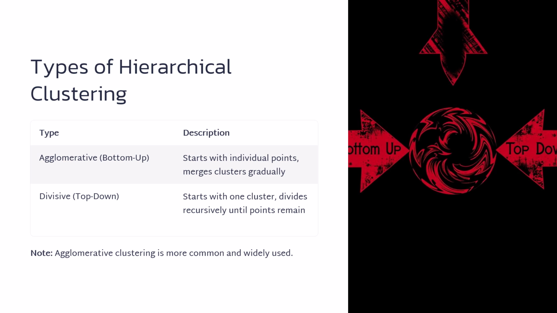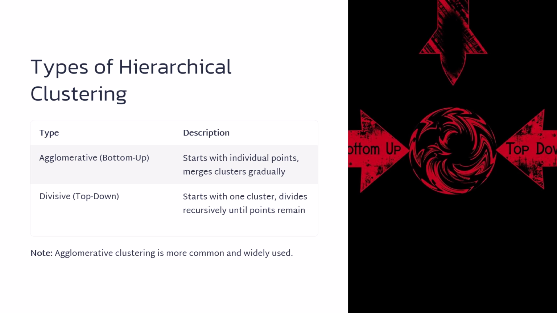Next slide, we see the types of hierarchical clustering. There are two types of hierarchical clustering, agglomerative clustering and divisive clustering. We see them one by one. First one is agglomerative clustering. This is a bottom-up approach. It starts with each data point as its own cluster and then merges the closest clusters step by step until all points form one big cluster.